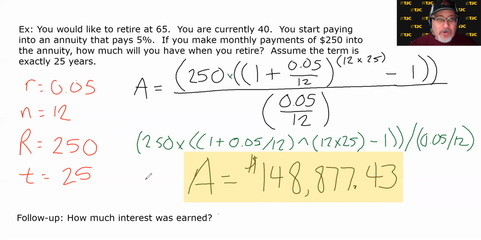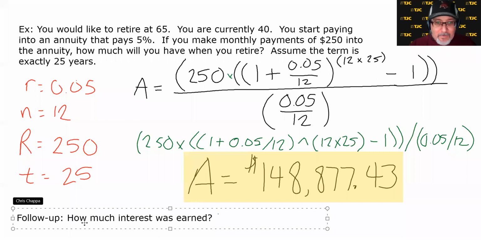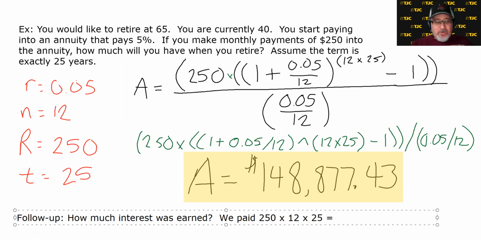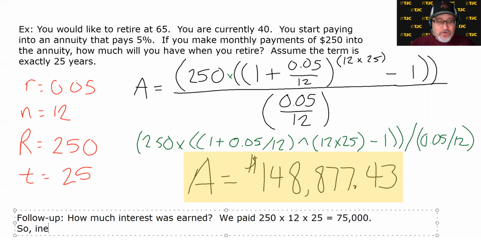So we paid, and I'm going to go into the text box here, $250 a month times 12 months a year times 25 years, which is equal to, I really don't need a calculator for this calculation, but I'm going to, $75,000. So that's how much we actually paid into this by making 12 monthly payments of $250 per year for 25 years. And so the interest is what we ended up with, $148,877.43 minus the amount that we put in, which was $75,000 and no cents.